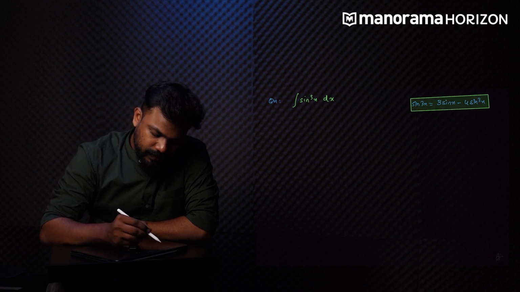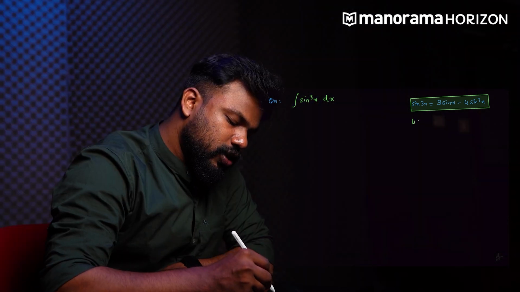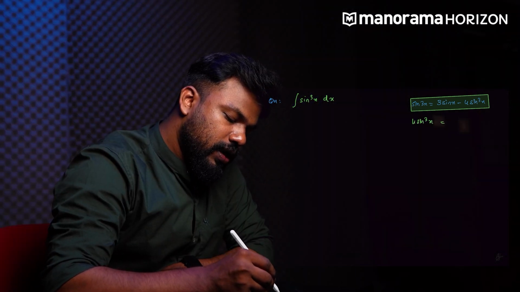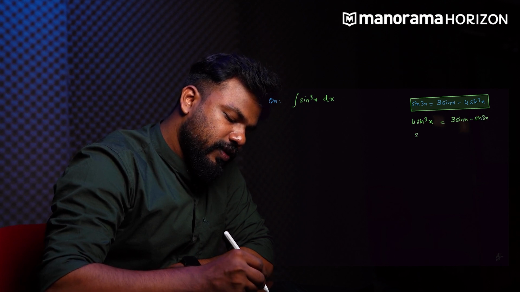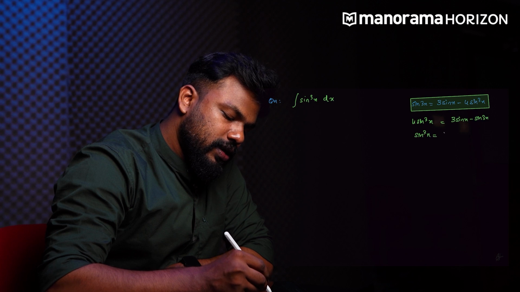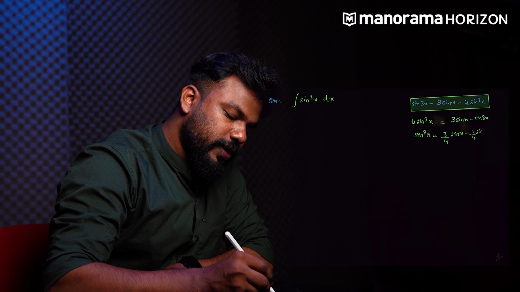So sine 3x we got. Now from this, what is sine cube x? Can we write 4 sine cube x is equal to 3 sine x minus sine 3x? Yes. And from this, what is sine cube x? It is 3 by 4 sine x minus 1 by 4 sine 3x.